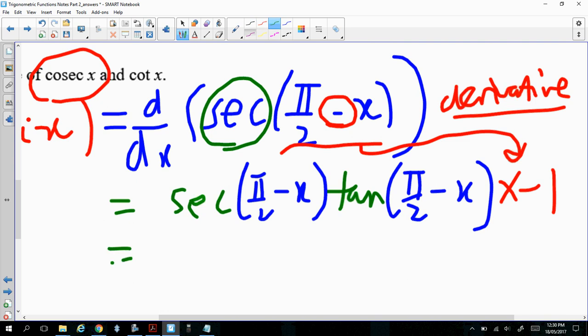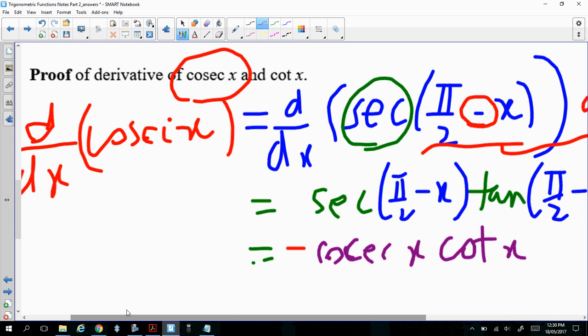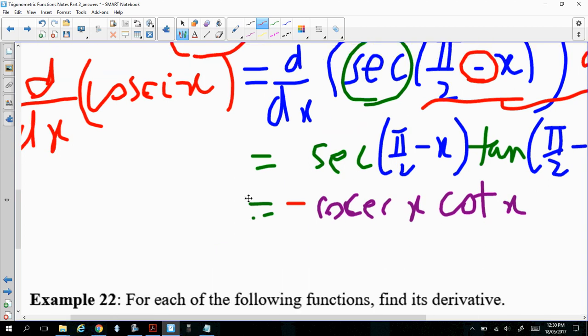Okay. Same proof for cot. Similarly for cot x.